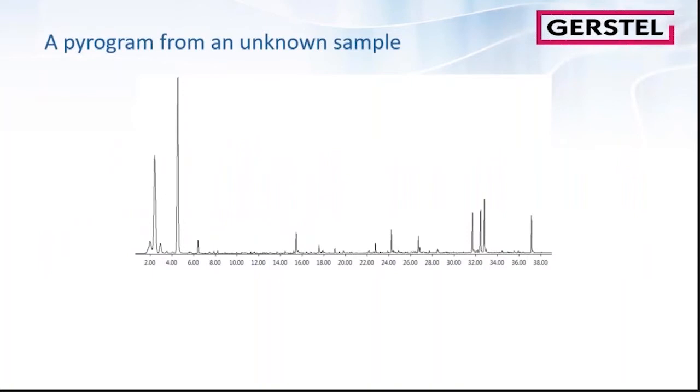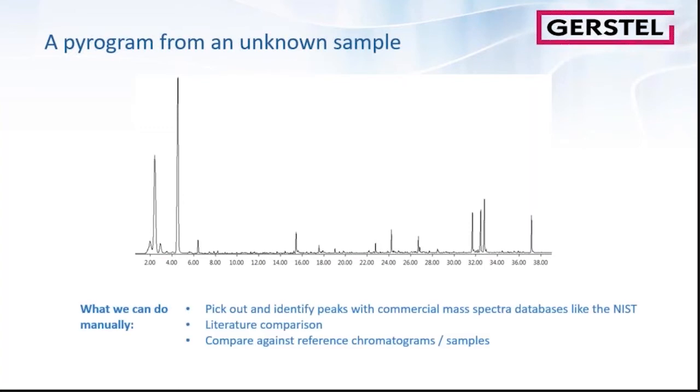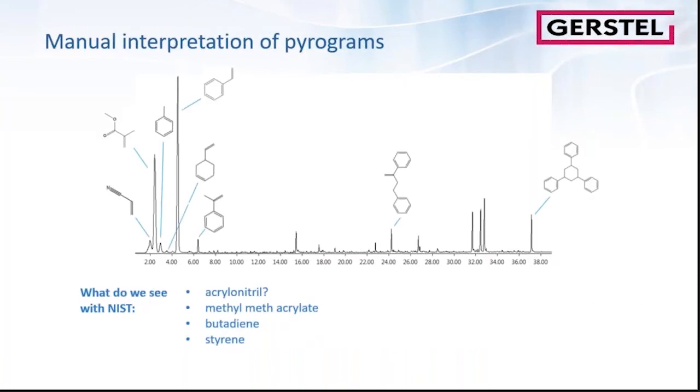So the starting point could be this one here. This is a chromatogram or pyrogram of an unknown sample. It doesn't look too complex. What would we do? Normally we would use the NIST library to get an idea about the chemical nature behind these peaks, or what are the molecules behind these peaks. So that's the first thing we do. Perhaps you can also use literature comparisons for digging deeper in, but first we would do the NIST approach, and this is what we can see from the NIST library.